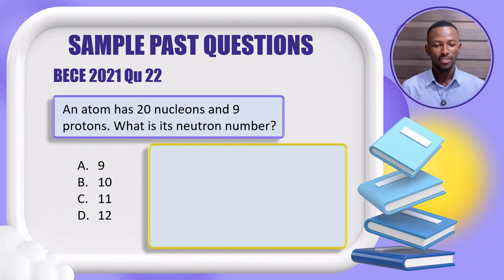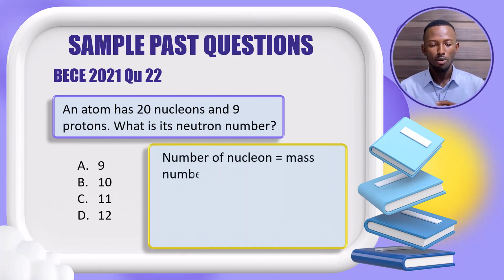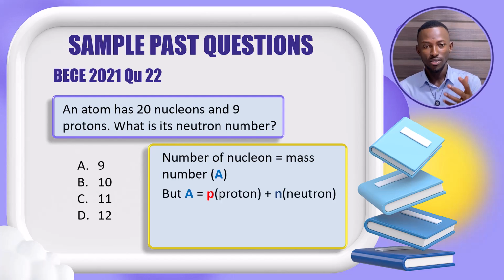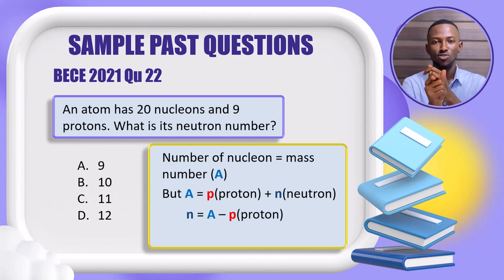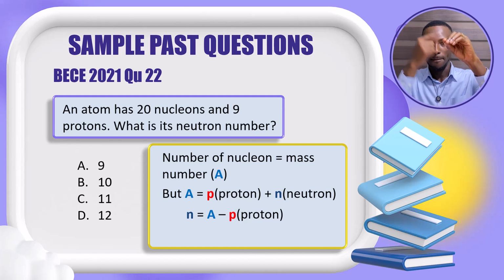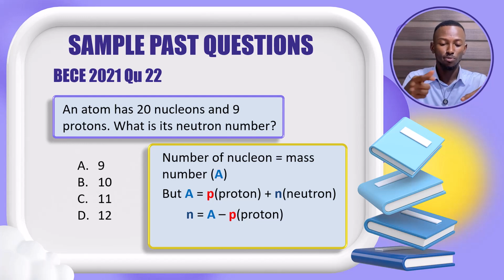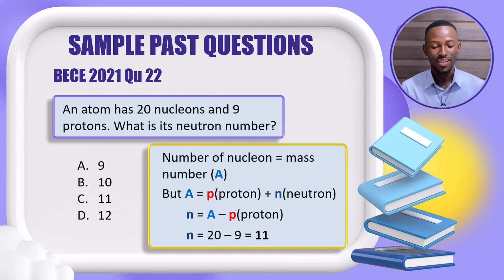So how do we find the neutron number? The number of nucleons is the same as the mass number, which is represented with A. Meanwhile, A, the mass number, is proton plus neutron, which means the neutron number will be the mass number A minus P, the number of protons. So A is 20 and P is 9, so the number of neutrons is 11. This is how to solve this kind of question. So the answer is 11.